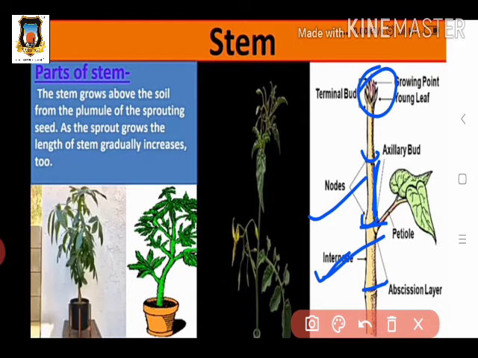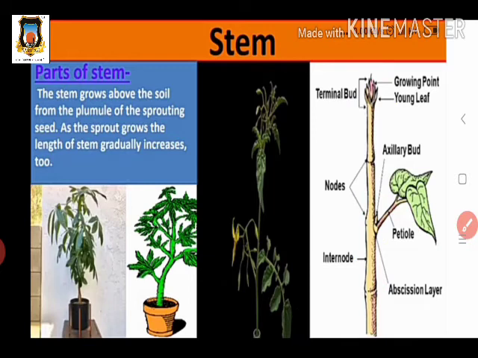So here we see the stem. Stem is which part of the plant? It grows from the plumule. Means if we germinate the seed, after germination or sprouts, then what happens? The sprouts grow into the plumule on the upper part of their surface. This plumule gradually grows and increases into a stem.